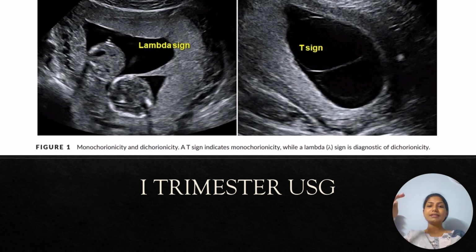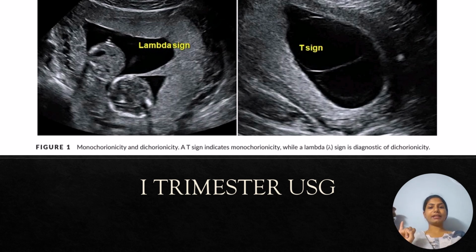of gestation, there is regression of the chorion frondosum, and in around 7% of the cases, we cannot clearly make out the lambda sign, though it is a dichorionic pregnancy after 14 weeks. So that is why between 11 to 14 weeks, it is best to define the chorionicity.